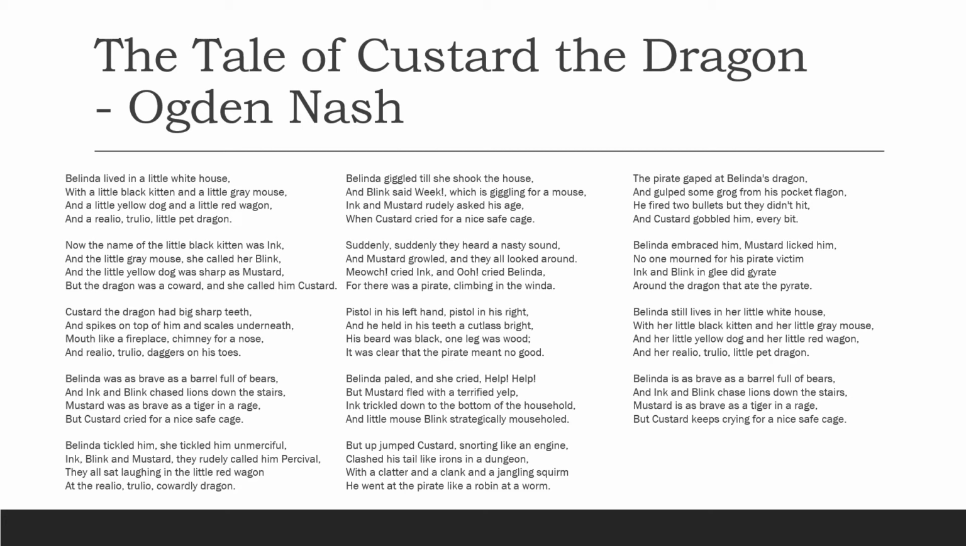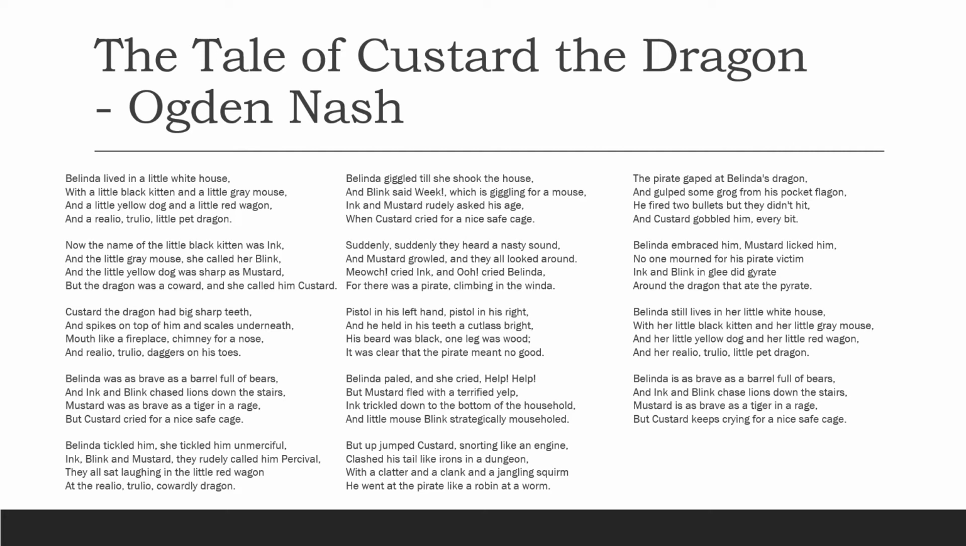Custard the dragon had big sharp teeth, and spikes on top of him and scales underneath, mouth like a fireplace, chimney for a nose, and realio, trulio, daggers on his toes. Belinda was as brave as a barrel full of bears, and Ink and Blink chased lions down the stairs. Mustard was as brave as a tiger in a rage, but Custard cried for a nice, safe cage. Belinda tickled him. She tickled him unmerciful.